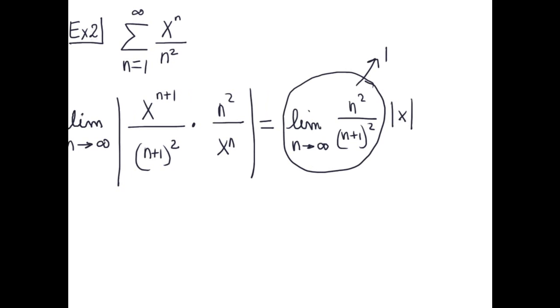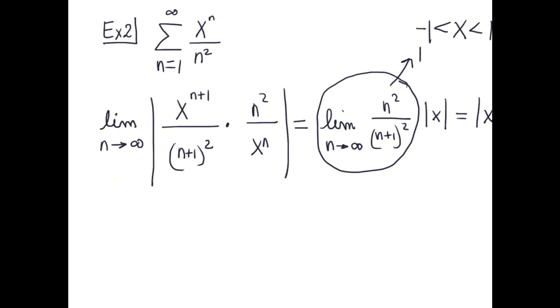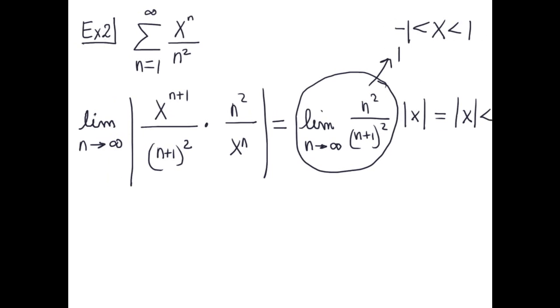Now the answer again is absolute value of x. Absolute value of x less than 1 is the criterion of convergence. Therefore, the solution of this inequality is in between -1 and +1. But I need to verify the endpoints in this case.